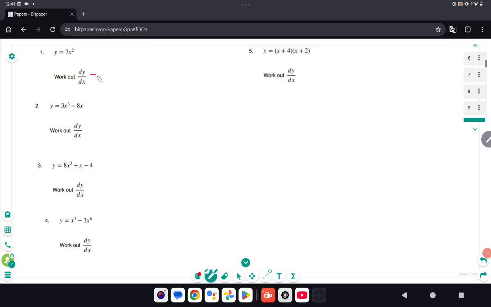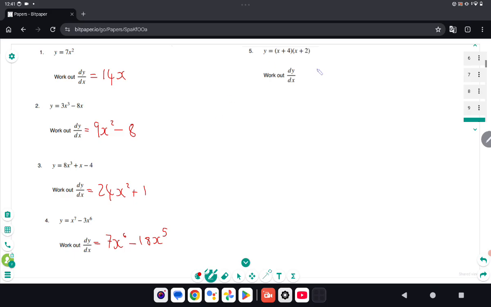Okay, question 1, power's 2, multiplied by the power, take 1 off the power, 14x. 3 times 3 is 9, take 1 off the power. This is x to the power 1, so don't forget the gradient, the x would just disappear here. 3 times 8 is 24, x squared plus 1, because it's 1x. And here we would have 7x to the power 6 minus 18x to the power 5.